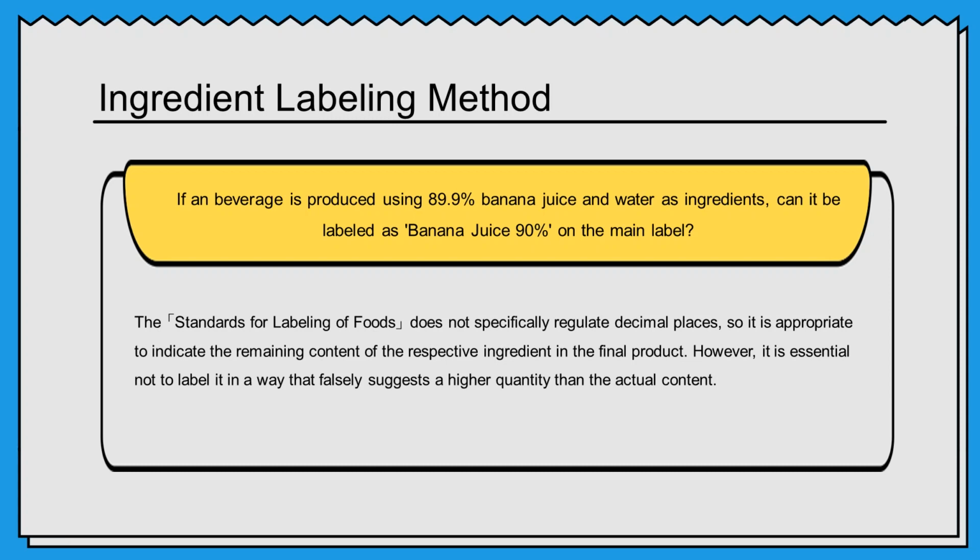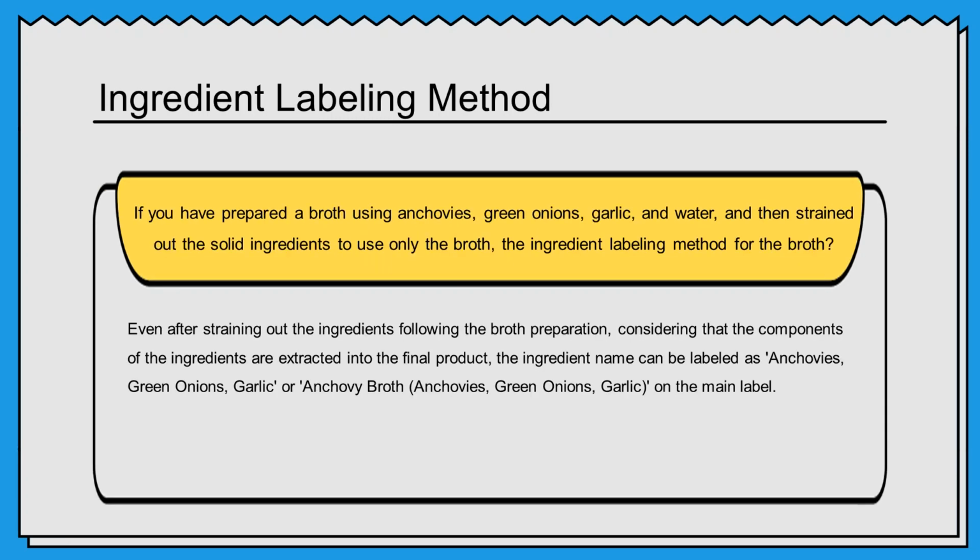banana juice is used. If the raw materials are extracted in water, with solid residues removed and only the broth used in the final product, the ingredient name can be labeled based on the raw materials used to make the broth. You can list them as anchovies, green onions, garlic. Or, you can label it as anchovy broth, followed by parentheses containing anchovies, green onions, and garlic.